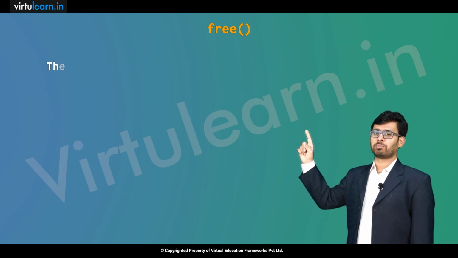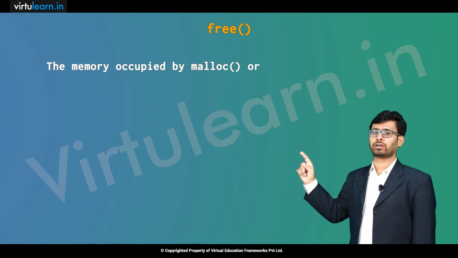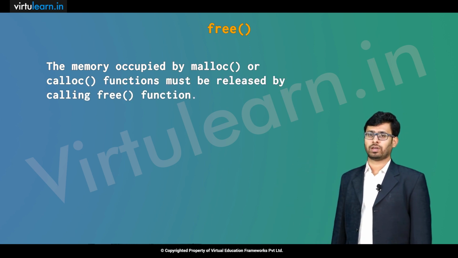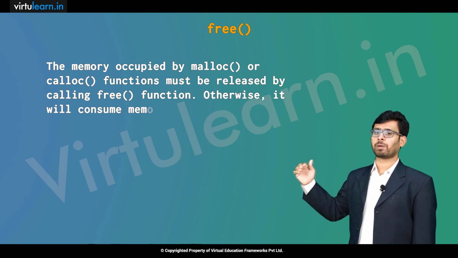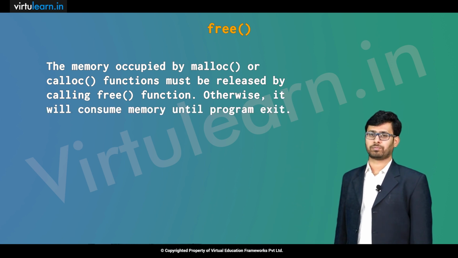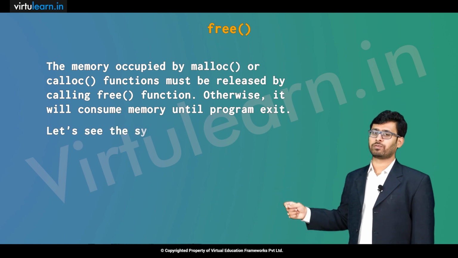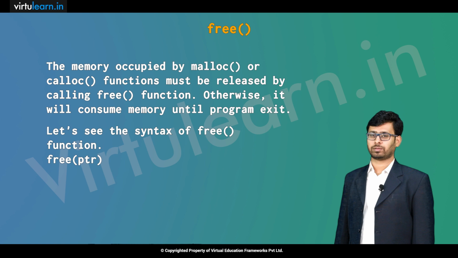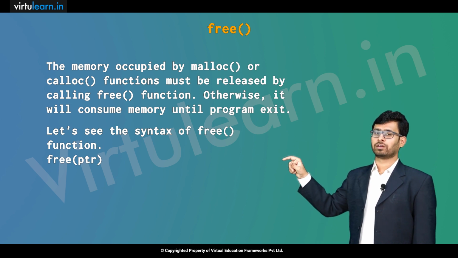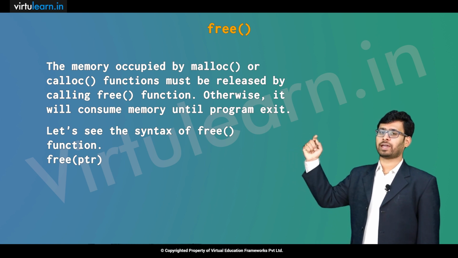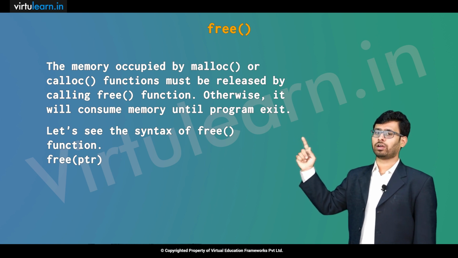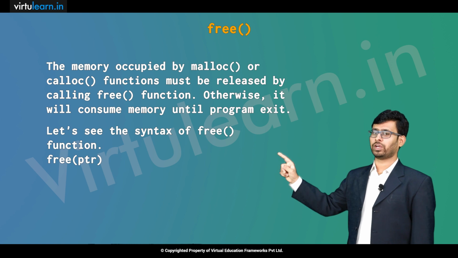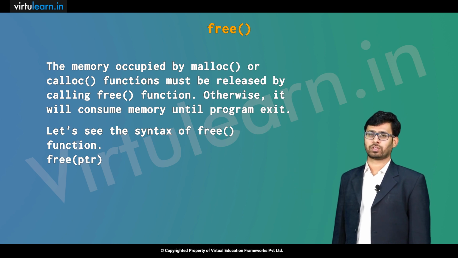Free. The memory occupied by malloc or calloc functions must be released by calling the free function. Otherwise, it will consume memory until program exit. So the syntax for the free function is free followed by the pointer name, whatever memory you want to free that was allocated dynamically at runtime by malloc, calloc or realloc functions. So we need to write it as free followed by the pointer name.